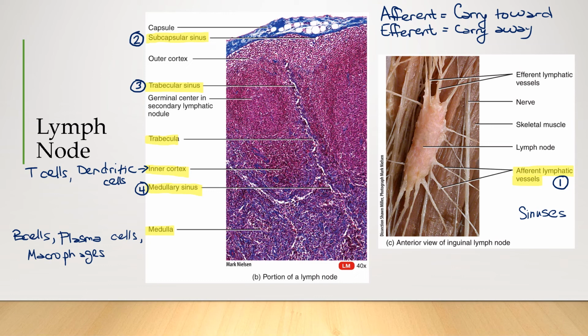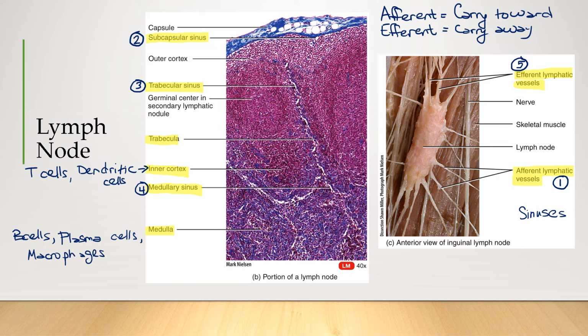Now the medullary sinuses will drain into usually one or two efferent lymphatic vessels, which are wider and also fewer in number than the afferent lymphatic vessels. So this will be kind of our fifth and final step of lymph flow through the lymph node.